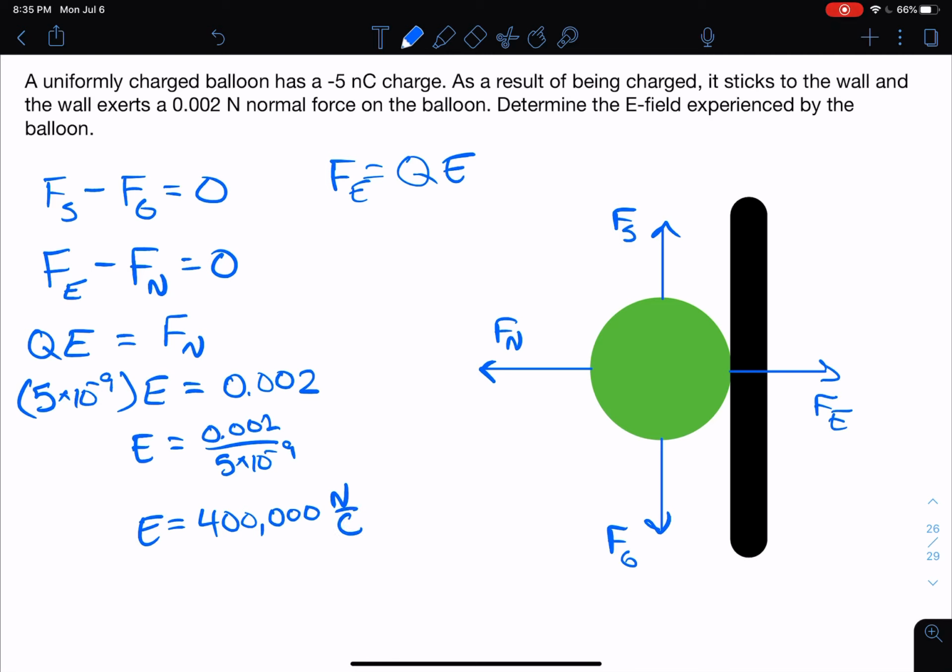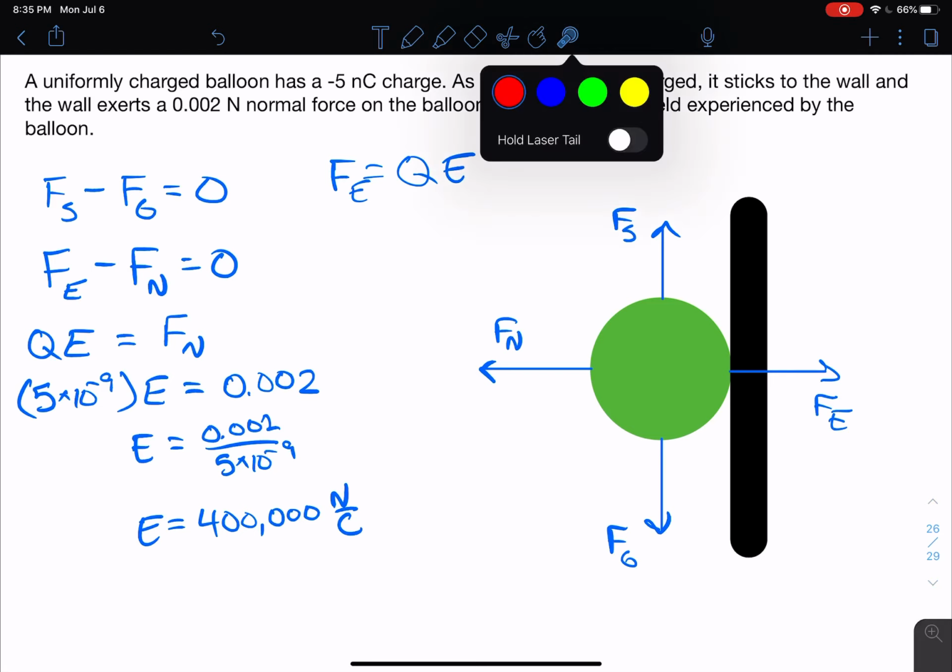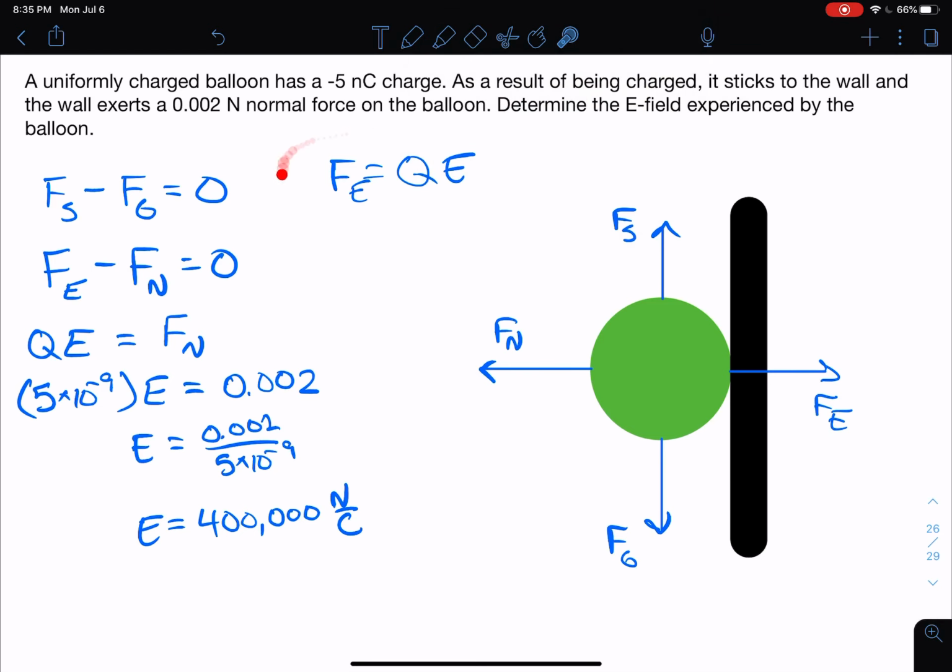And that's the answer. I got to it by applying Newton's second law, and recognizing, in addition to Newton's second law, that I had this relationship. So I would just use this relationship with Newton's second law.